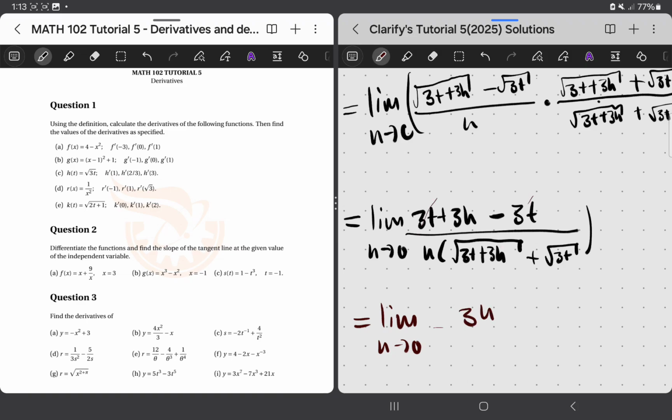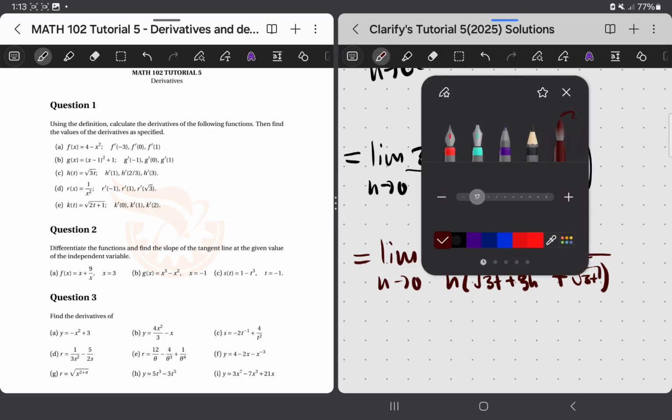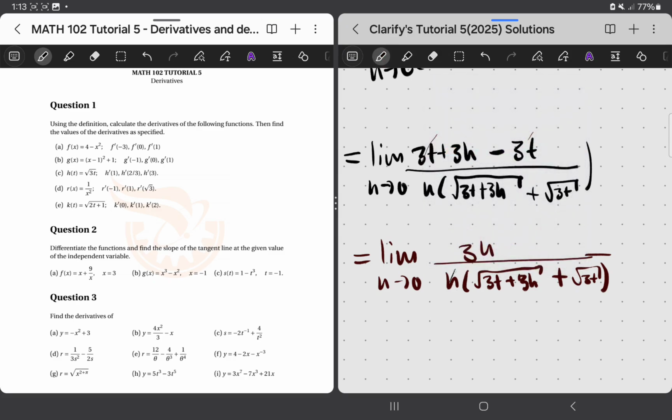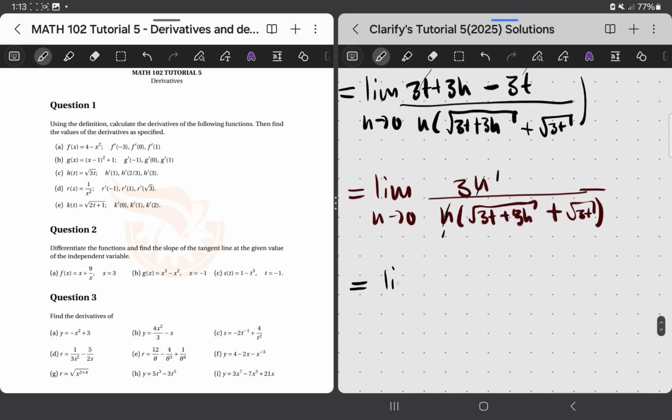You remain with 3h all over h multiplying the square root of 3t plus 3h, then plus the square root of 3t. Don't rush to expand in the denominator to try and put h. No. Remember, we've talked about it many times. Denominators, you don't rush to simplify them. You simplify them at the end if they are supposed to be simplified. So that is why I kept the h. Now look at how important that is. The h will cancel in itself, it's 1. That is why you shouldn't have canceled.